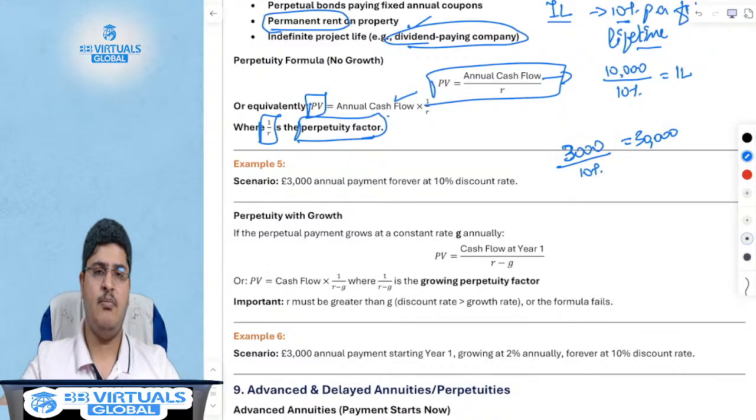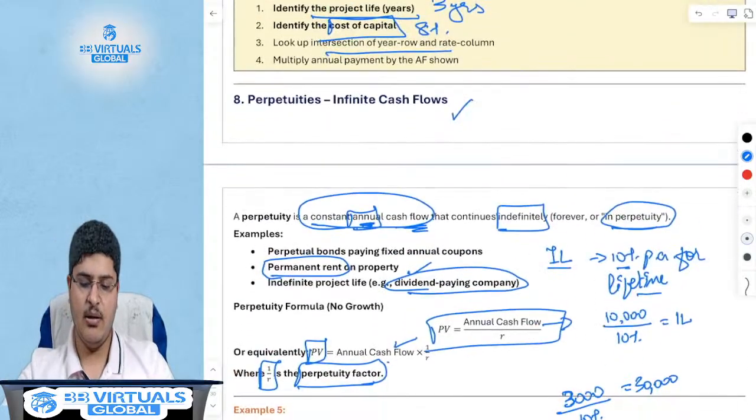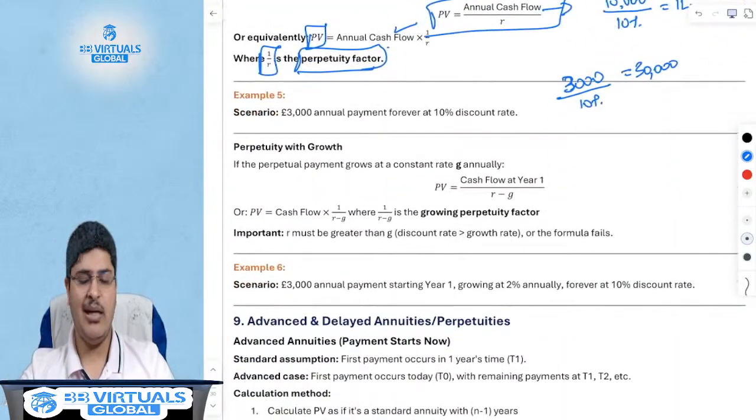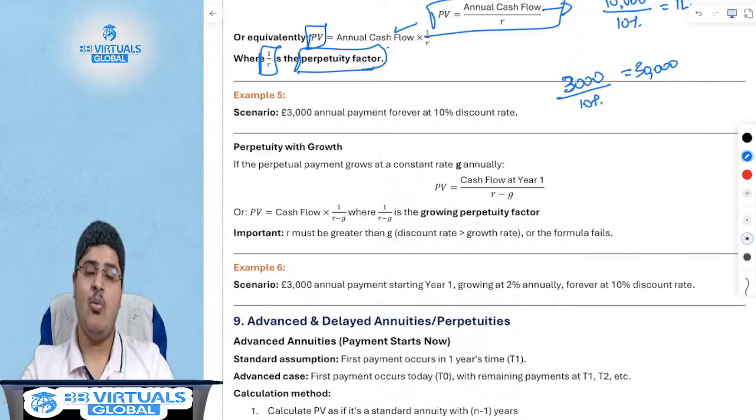But what if, sir, you gave an example of rent. I will keep getting higher rent every year that I keep owning the property, right? I will not keep getting the same rent. I'll keep getting higher rent. What do we do then?